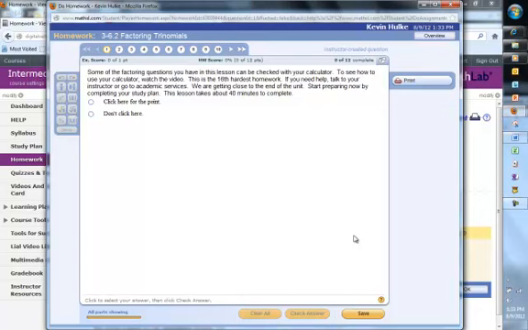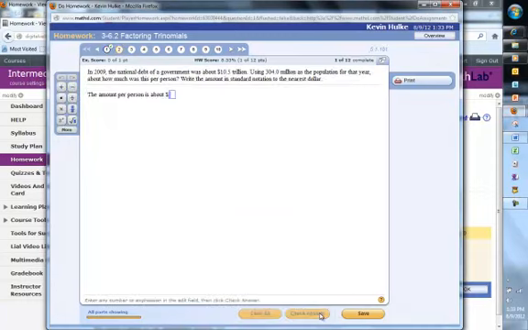It says this is the 16th hardest homework. If you need help, talk to your instructor or go to academic services. We're getting close to the end of the unit, so you should start preparing by completing your study plan. This lesson takes about 40 minutes to complete. All right, first one is a review question.